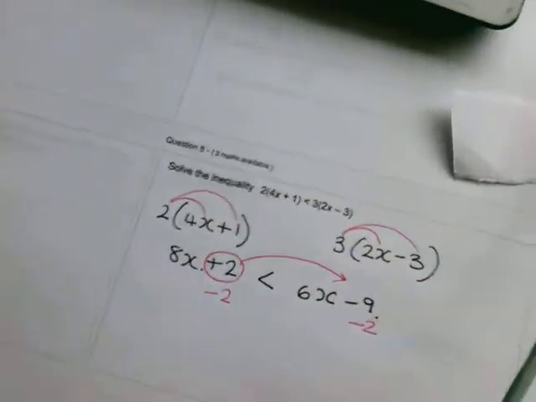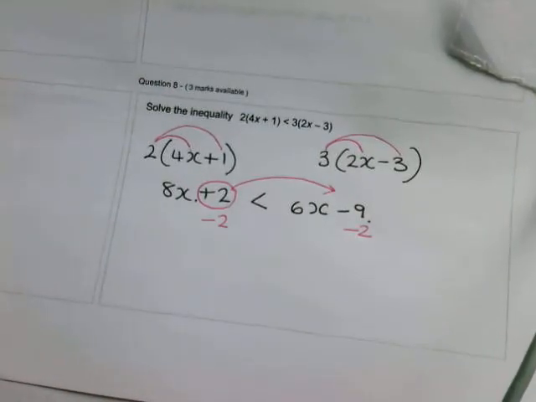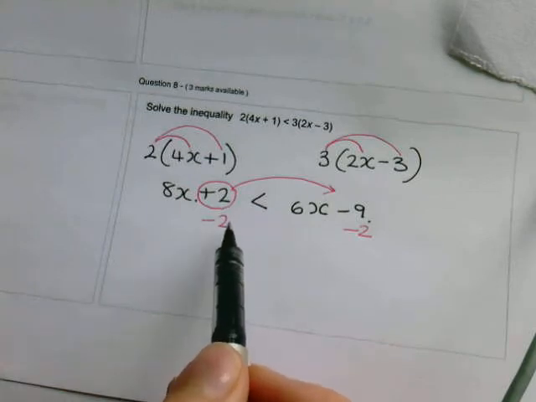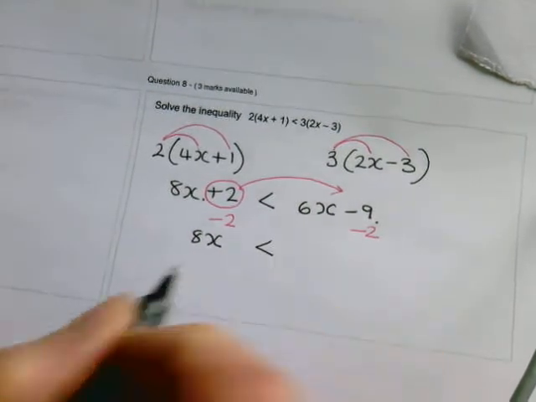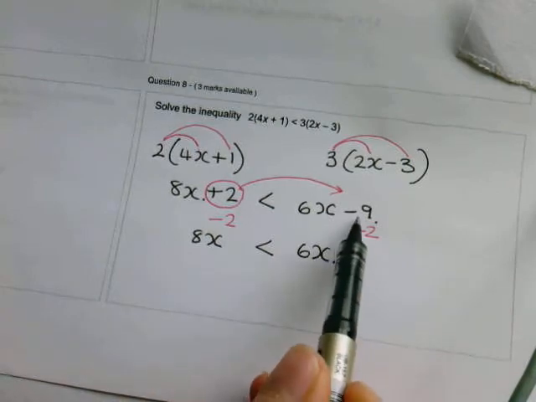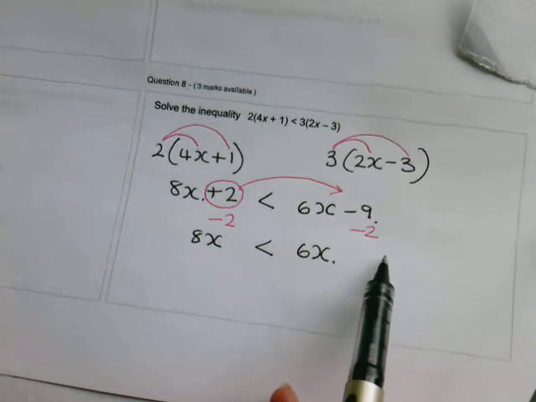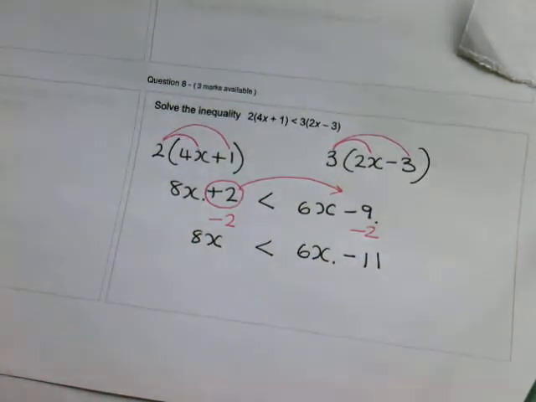Sorry, I'm just moving this around so it's nice and clear. It's not always that easy when you haven't got lots of space. So take away 2 from this side, plus 2 minus 2 is 0, so I'm just left with 8x. On this side, I've still got 6x. Subtract 9, subtract 2. So if I'm on minus 9 and I go down another 2, I'm going to be on minus 11. So I've now got minus 11 on that side.